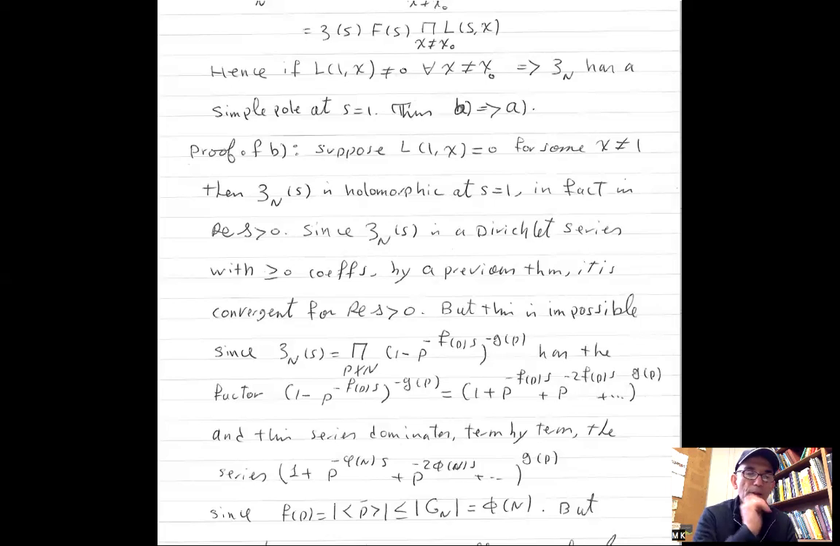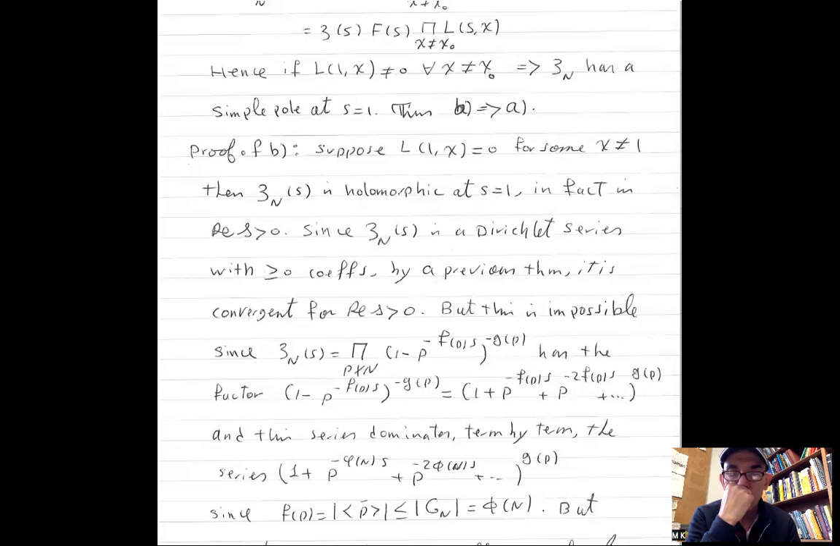Now, this series dominates term by term the series 1 plus p to the power minus phi(n) s plus p to the power minus 2 phi(n) s, and so on, to the power of g_p again, where phi is the Euler phi function, the totient function. The reason for that, of course, is that f_p, which was defined to be the order of the cyclic group generated by this prime p inside G_n, is obviously less than or equal to the order of G_n itself, which is phi of n.